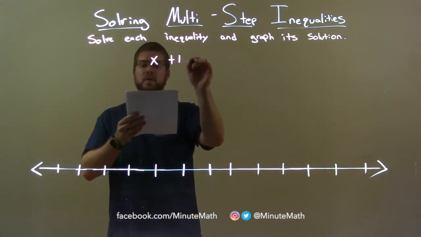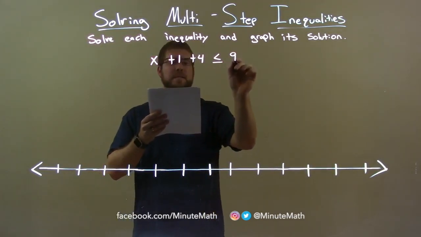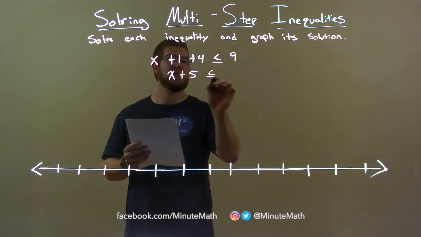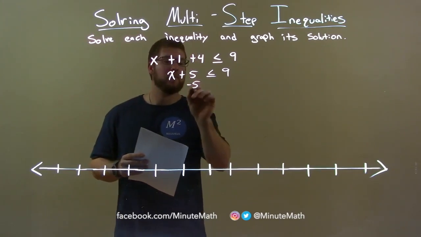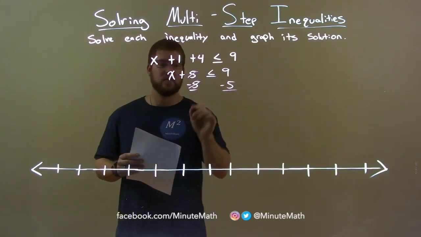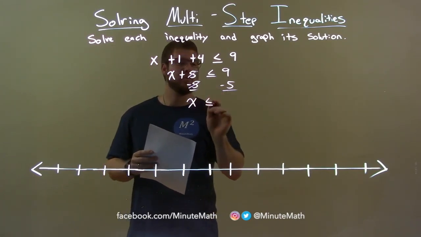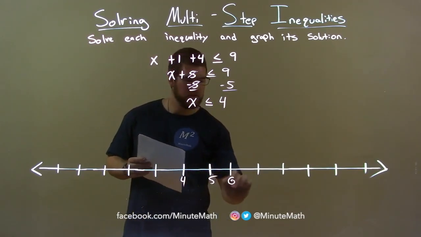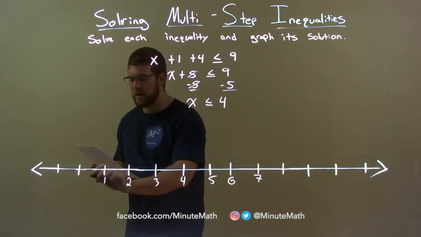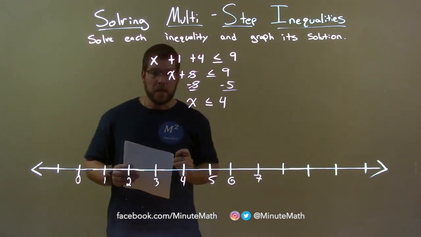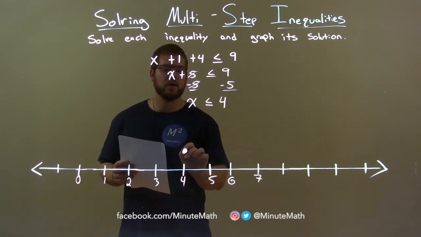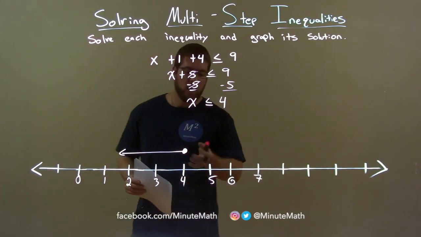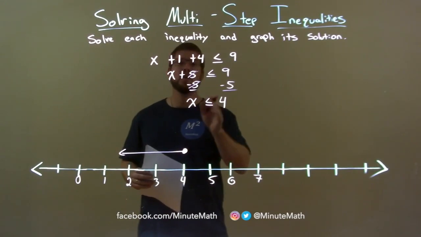Next: x plus 1 plus 4 is less than or equal to 9. Well, 1 plus 4 is 5, so we have x plus 5 here is less than or equal to 9. Subtract a 5 from both sides, and now x is by itself on the left. It's still less than or equal to, but 9 minus 5 is 4. So let's graph it. 4 here, 5, 6, 7, 3, 2, 1, 0. Since x can equal 4, that means we have a closed circle right here at 4. x is less than 4, so the arrow goes to the left, and there we have it. Our graph matches our final answer: x is less than or equal to 4.